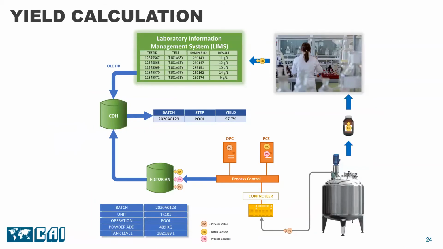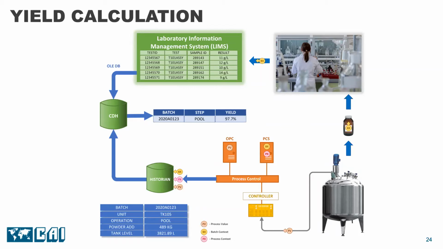Here we have a fictional biotech process. During the fermentation and upstream processes, we take samples and send them to the lab for analysis. These lab analyses determine the concentration of the protein we are trying to produce. The results of these lab analyses are stored in our LIMS. In this case, our LIMS supports a standard database protocol, OLEDB.